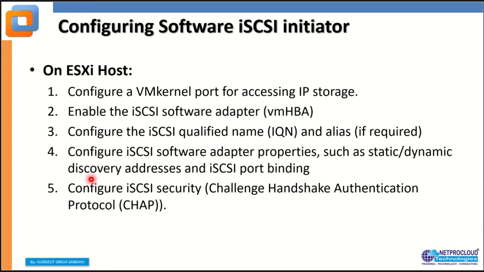And configure the iSCSI software adapter properties such as static and dynamic discovery addresses. So how to access or discover the targets: there are two methods, static and dynamic. We will discuss these methodologies in the upcoming slides. And now configure iSCSI security. It can be CHAP, meaning Challenge Handshake Authentication Protocol.